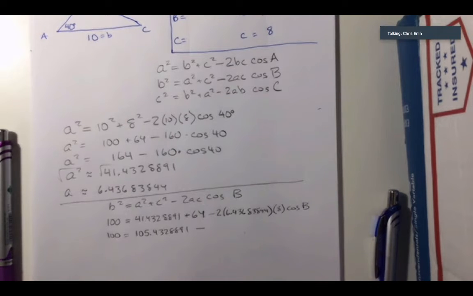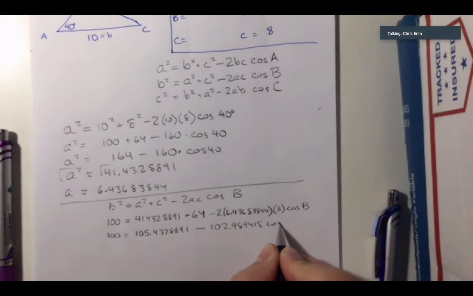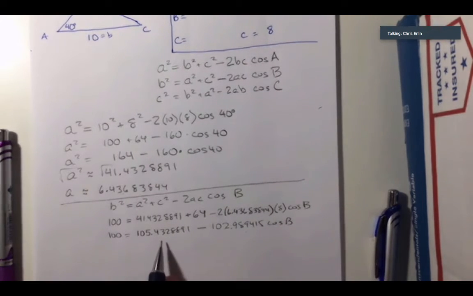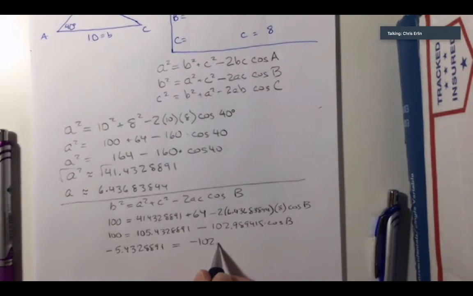I'm going to actually store that, okay, so 2 times that times 8. This is 102.989415 cosine of B. And again, I can't combine these two because this is being multiplied by cosine of B. So I'm going to subtract this. So I'm going to get 100 minus 105.4328891, which is going to be negative 5.4328891, equals negative 102.989415 times cosine of B.